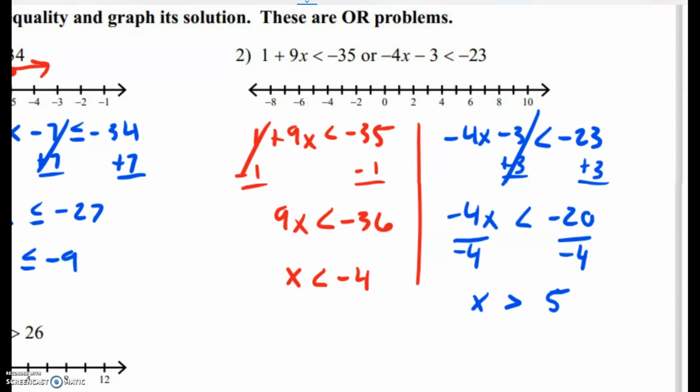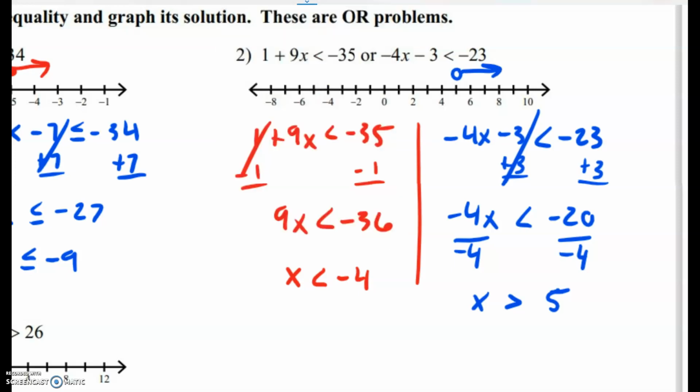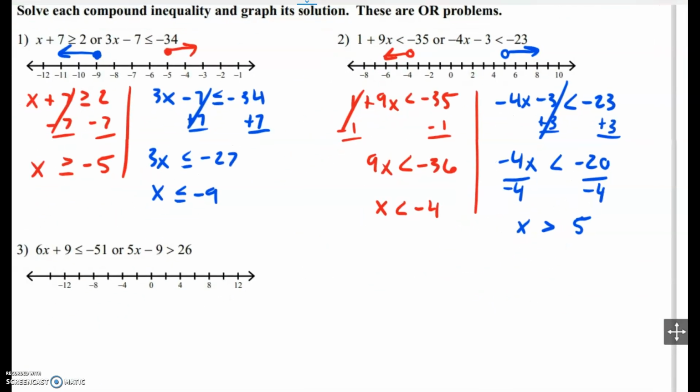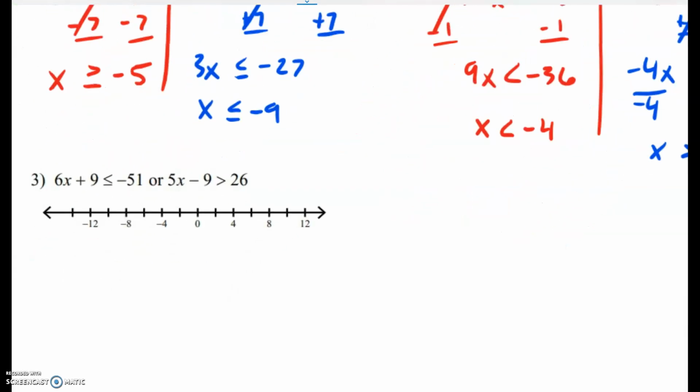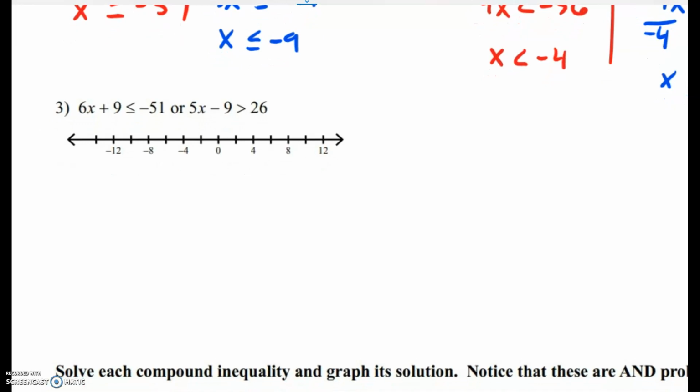I'm going to go ahead and plot both of those. Here's 5, open circle, all numbers greater than it. And here's negative 4, another open circle, numbers less than it. Okay, so that's your compound "or." Let's have you guys try number 3. Give this one a shot and resume the video once you've tried.